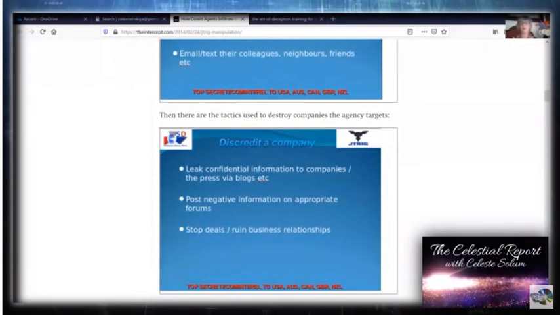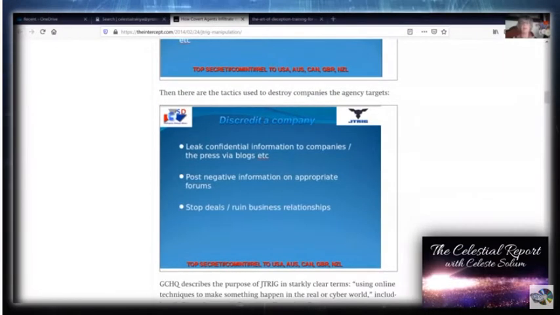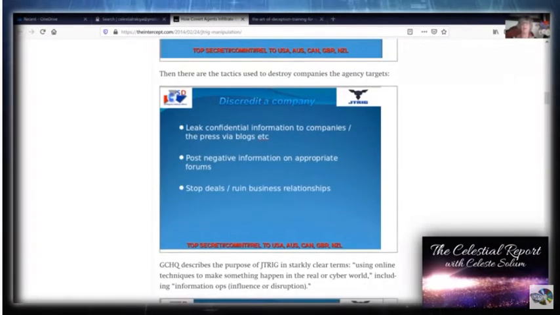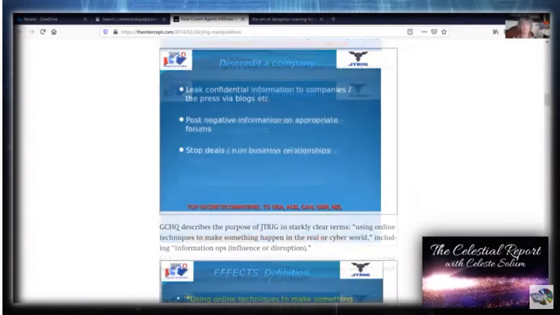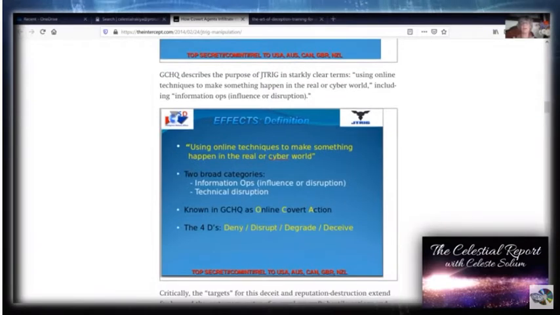And there are also tactics that are used to destroy companies that the agencies want to target. And they can do that by leaking confidential information to companies via the press and blogs, post negative information on appropriate forums, and stop deals and ruin businesses. And once again, this was a top secret document. They can use information ops to either influence or disrupt. And the goal is to make it look like it is happening real time or in the cyber world.